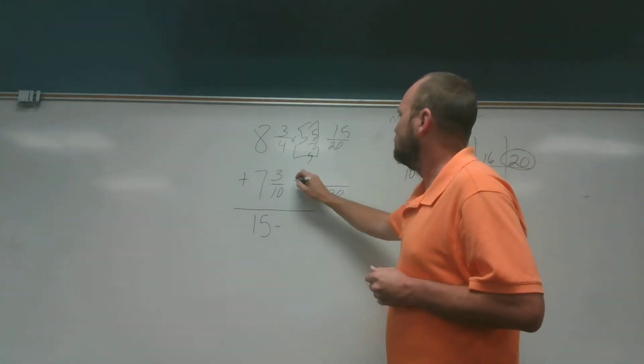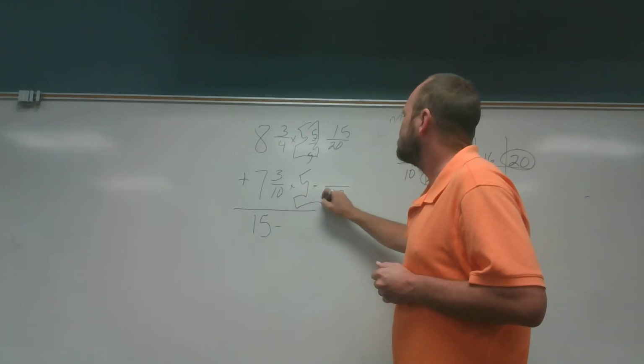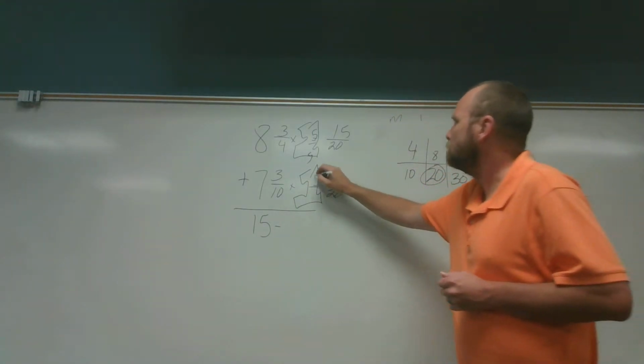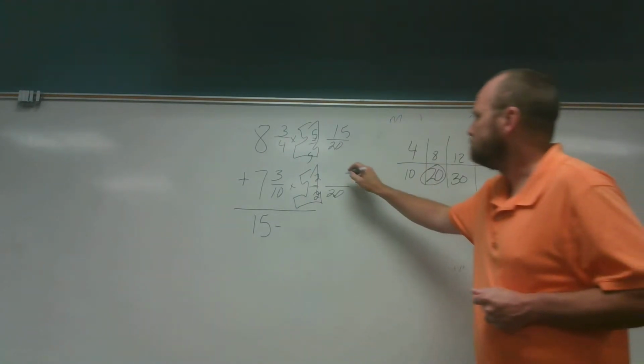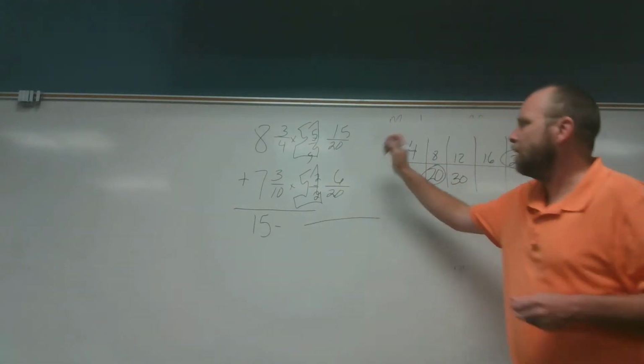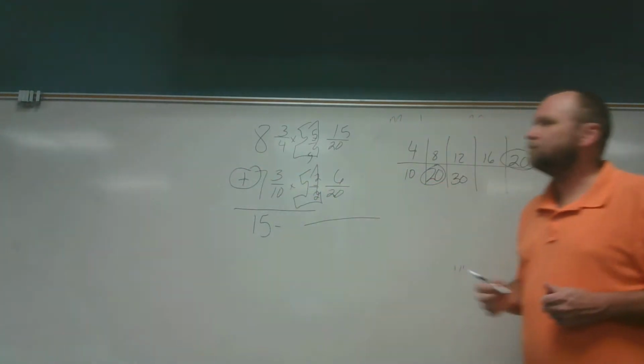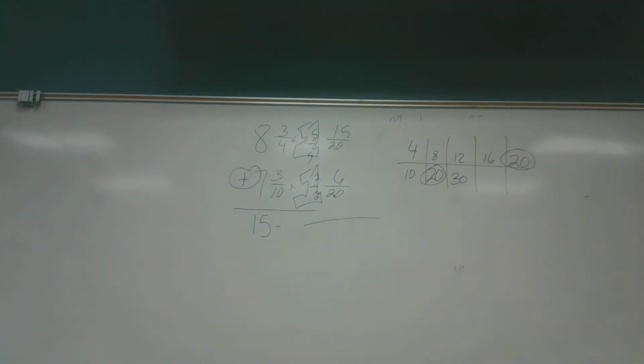So I have 15/20. 3 times what equals 20, Kane? 2. And so what's my numerator? 6. So Kane, now I add, because it's an addition problem, 15/20 plus 6/20 is? 21/20. Awesome.